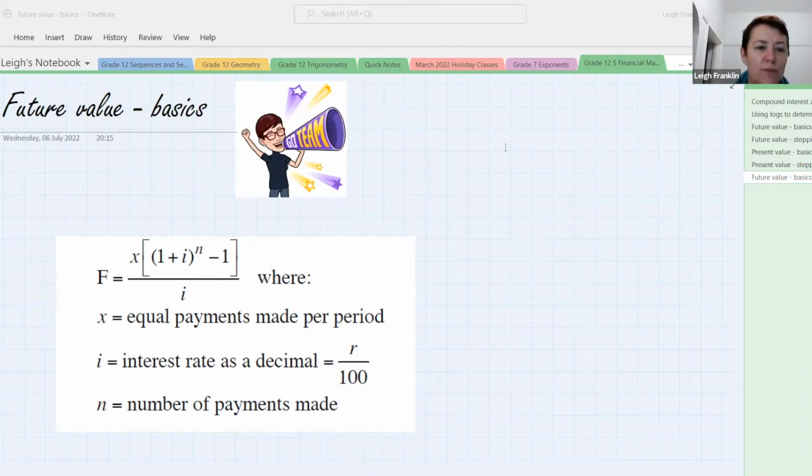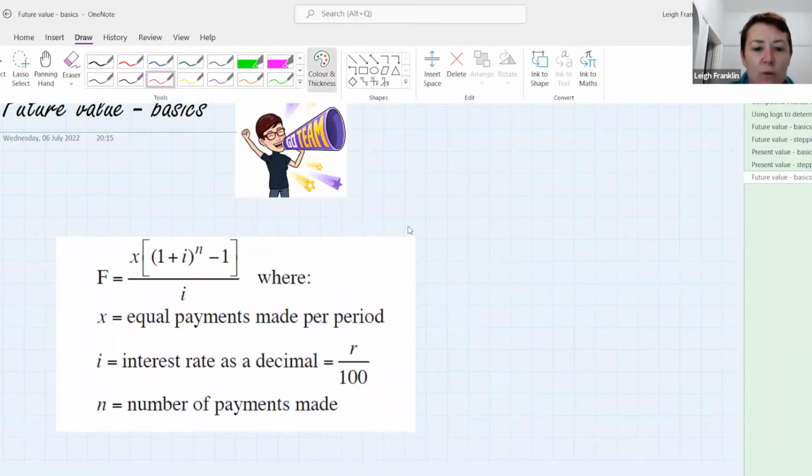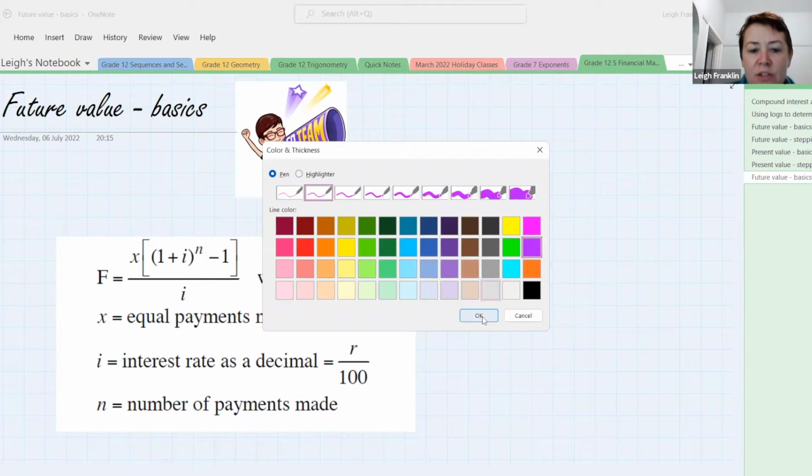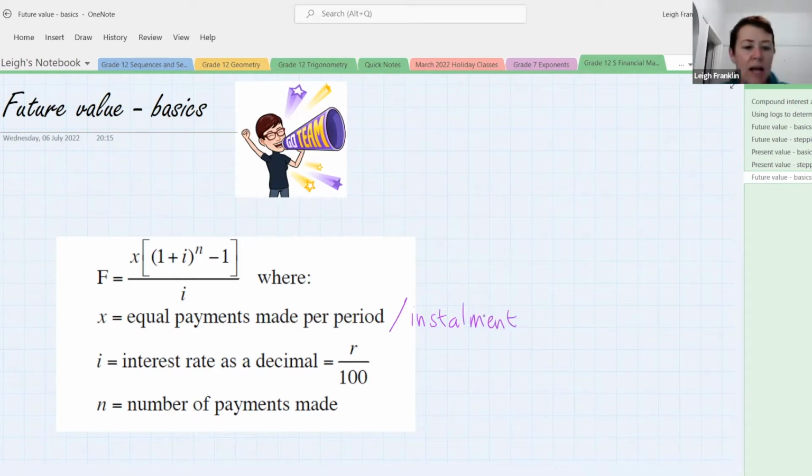Okay, so your future value formula is F equals X bracket 1 plus i to the n minus 1 over i, where X is your installment. So this is the amount of money that is paid every single month. So it's also known as an installment. I is your interest rate, n is the number of payments made, and F or FV represents the future value.